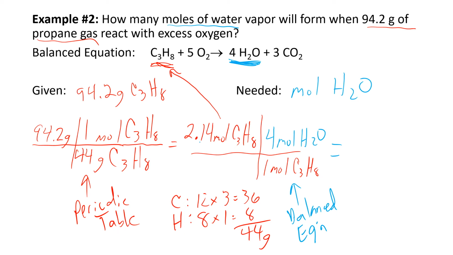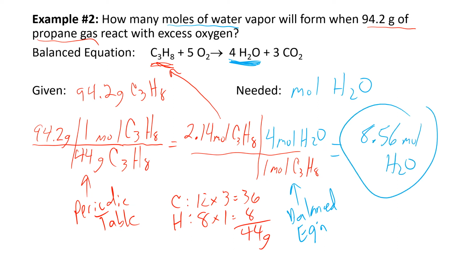And basically the 2.14 times 4 divided by 1 gives us the 8.56 moles of water that we would get in this situation. So if we start with 94.2 grams of C3H8, we will get 8.56 moles of water.